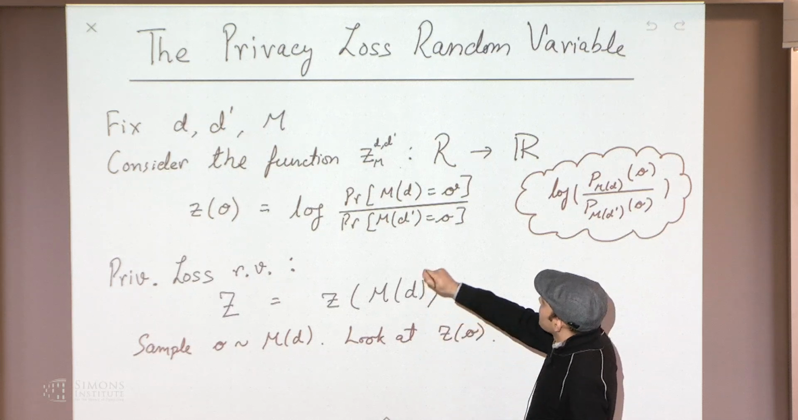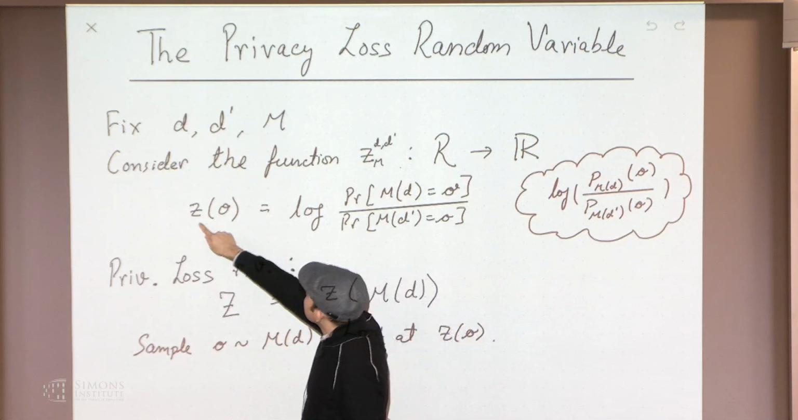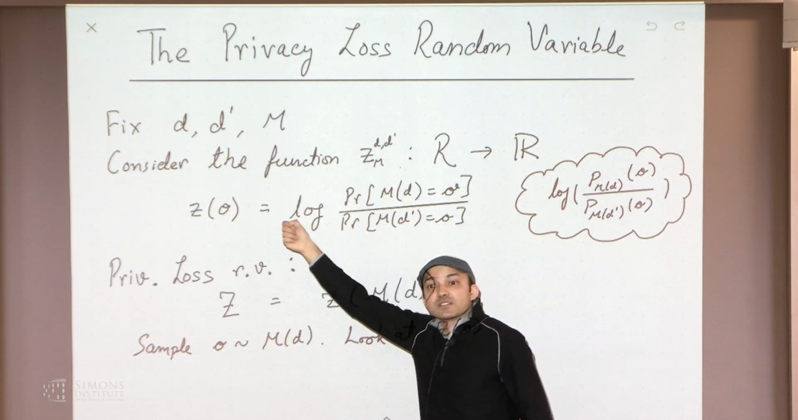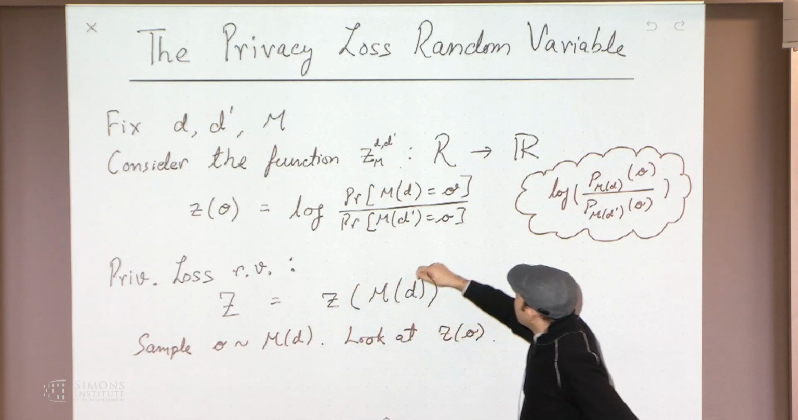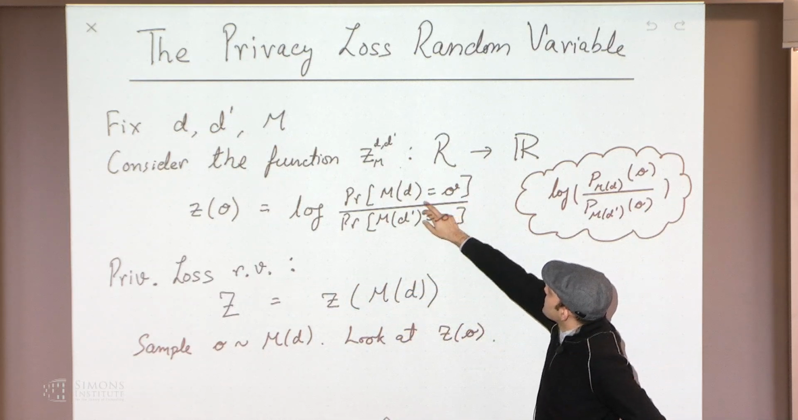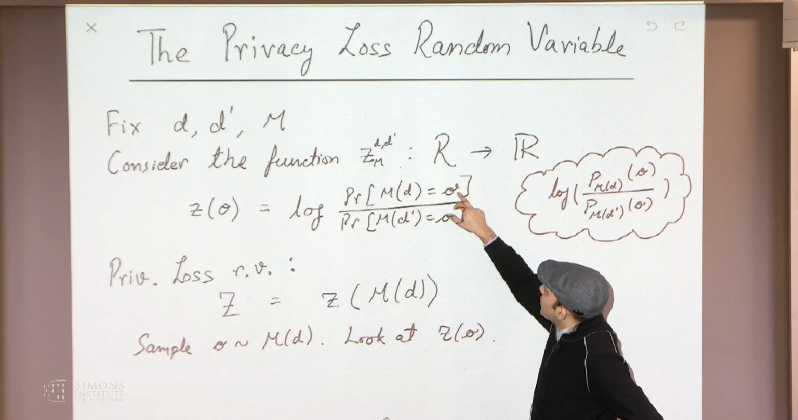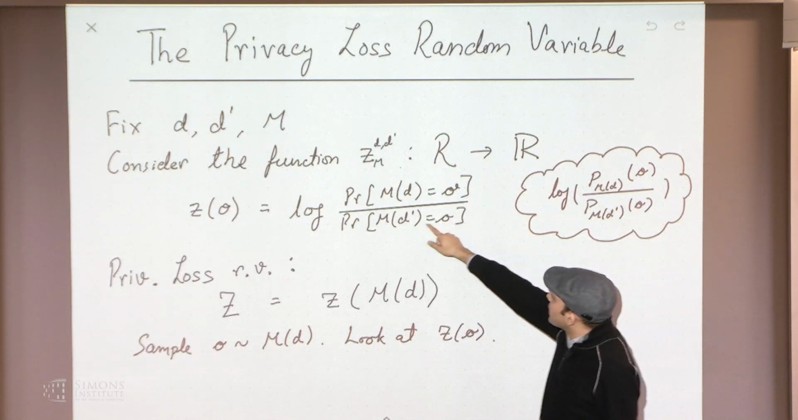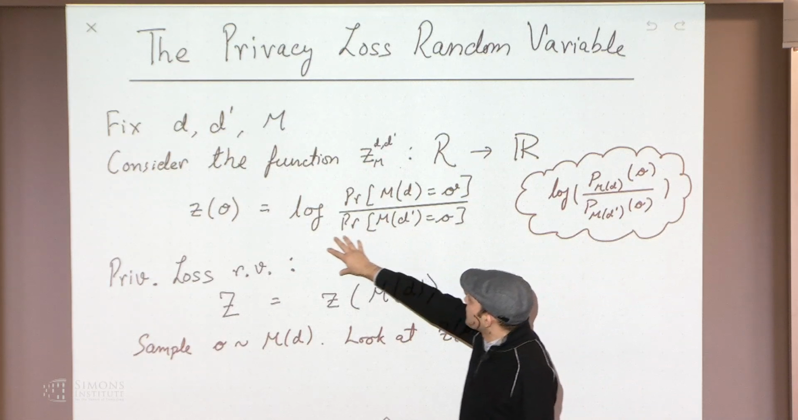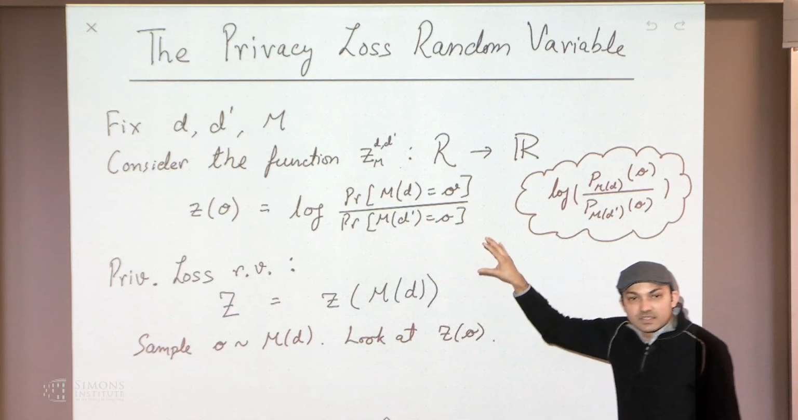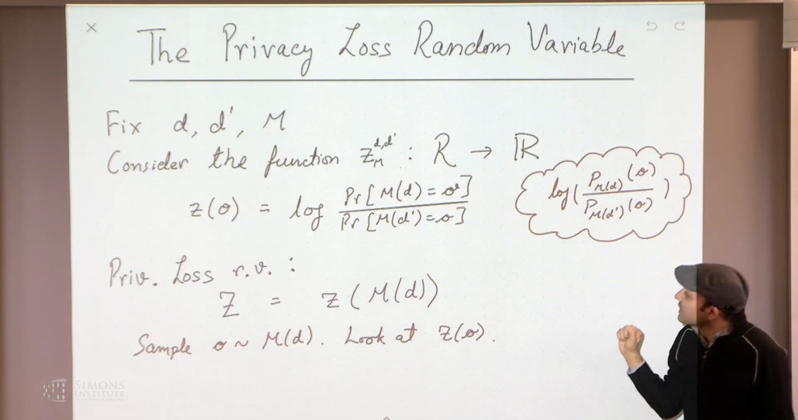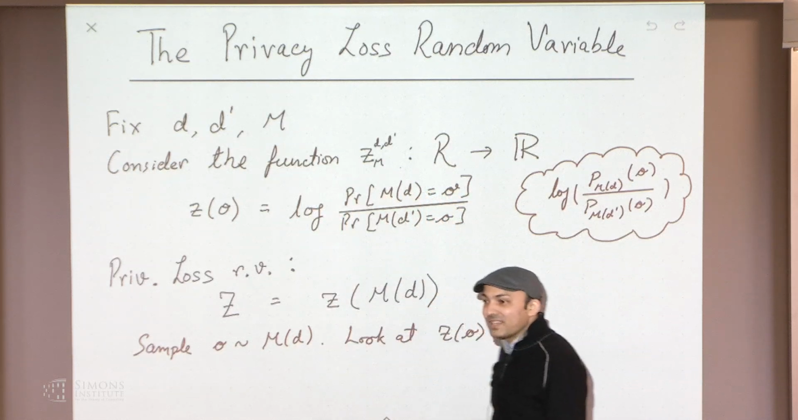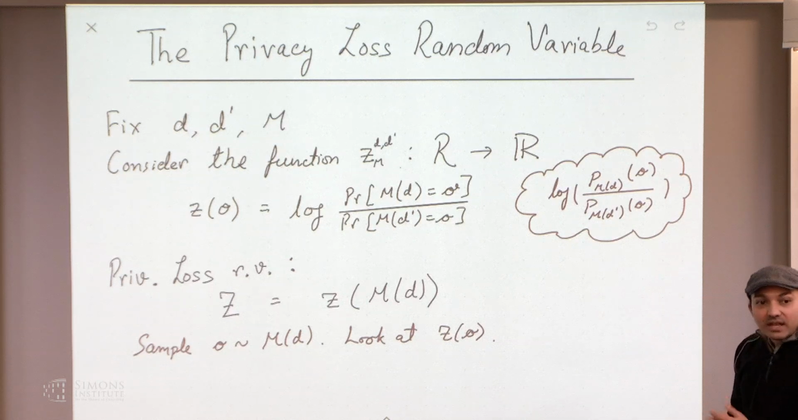So first, consider the following function, z, which takes an outcome. So O is an outcome in the range space of the algorithm. This is a possible answer given by the mechanism. Let me look at the probability that M outputs this value on D, divide that by the probability of the same outcome on D prime, and look at the log of this ratio. This is a real number. This is the ratio of probabilities, so it's obviously positive, so taking logs is valid. But the log can be positive or negative.